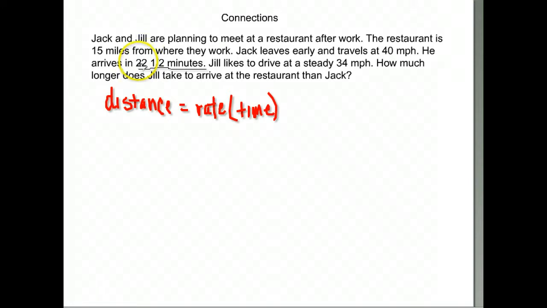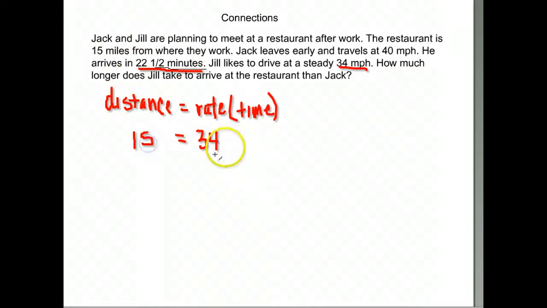Okay, so we already know Jack's time, it's 22 and a half minutes. We want to compare that to Jill. So let's put what we know about Jill. She's traveling at 34 miles per hour, so that's her rate. She's traveling 15 miles, that's her distance, and we want to know how much time it took her to travel that distance. We need to solve this.